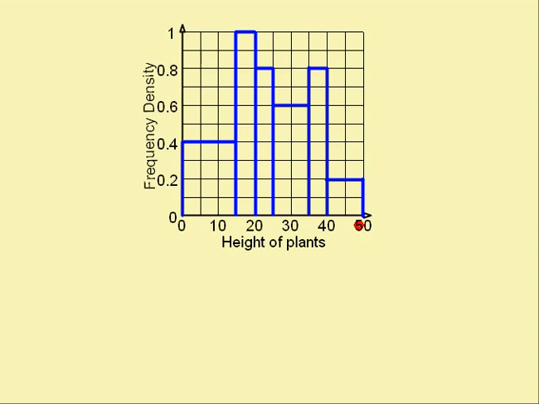We already know that it's the area of the bars that matters. Now the area of the bar actually represents the frequency. So how do we find this frequency? Well, that's really the question. How do we find the area of the rectangle? And we know that's the width times the length. Now the width here is the class width, and the length is the frequency density. So multiplying these together gives me the area, which is the frequency.